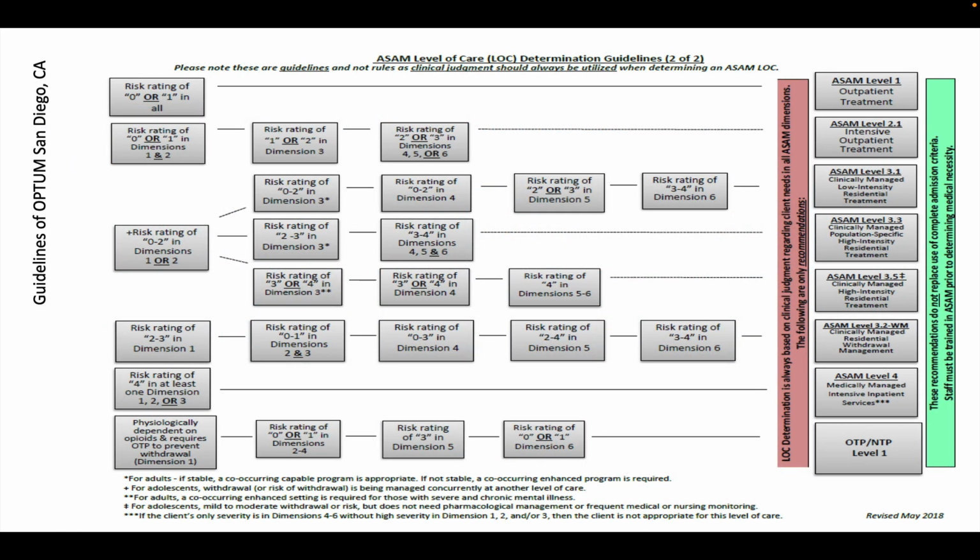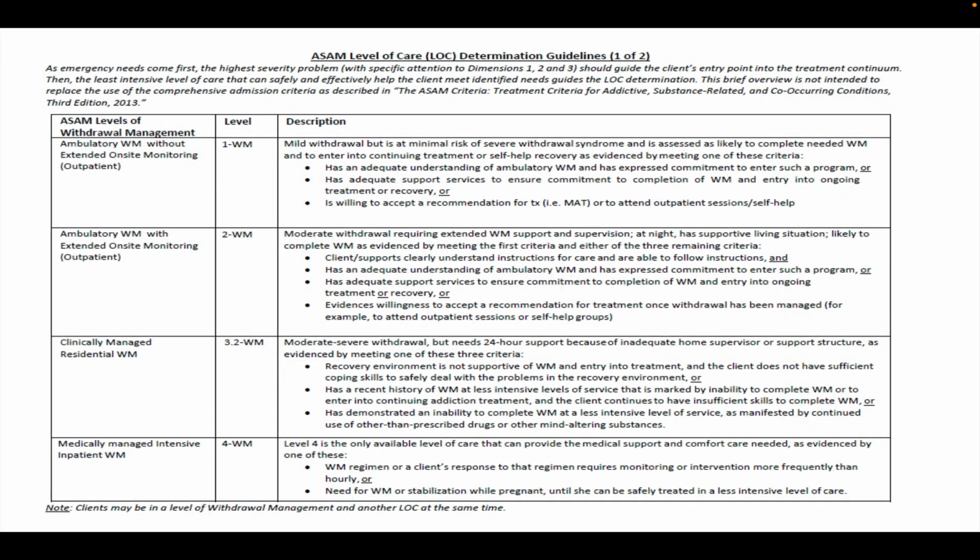The ASAM level of care determination guidelines. This is found in the Los Angeles County one we just discussed. Based off of all of those risk ratings, you can identify how the client answered these questions, which tells you what the best treatment recommendation is for them and how high a level of care is needed for this client situation. This is the ASAM level of care determination guidelines specifically for withdrawal, or physical and emotional ailments, which are dimensions 1, 2, and 3 of ASAM.